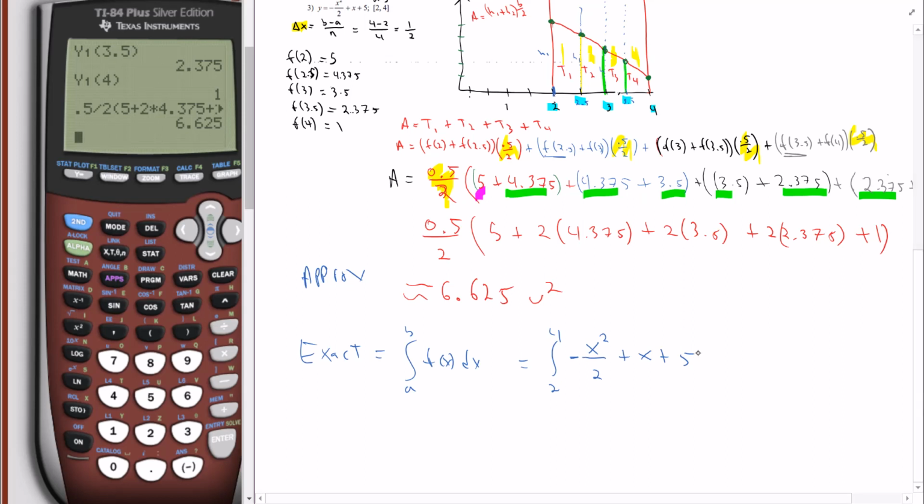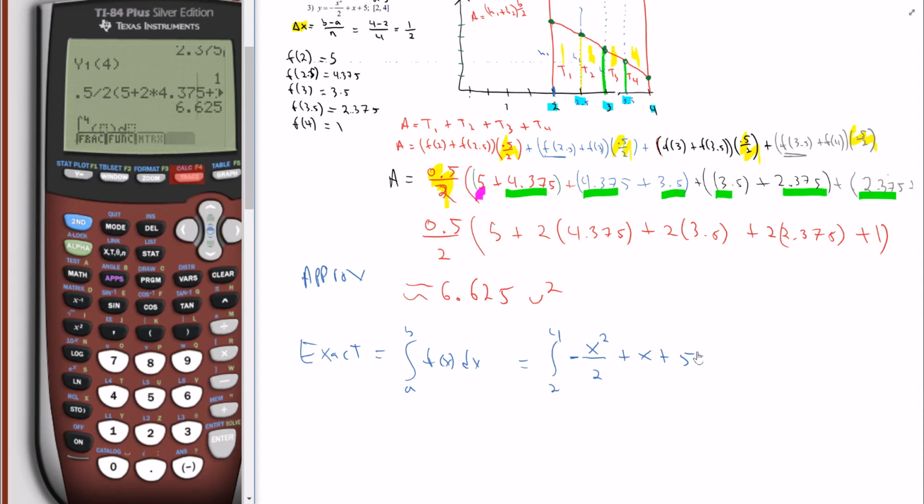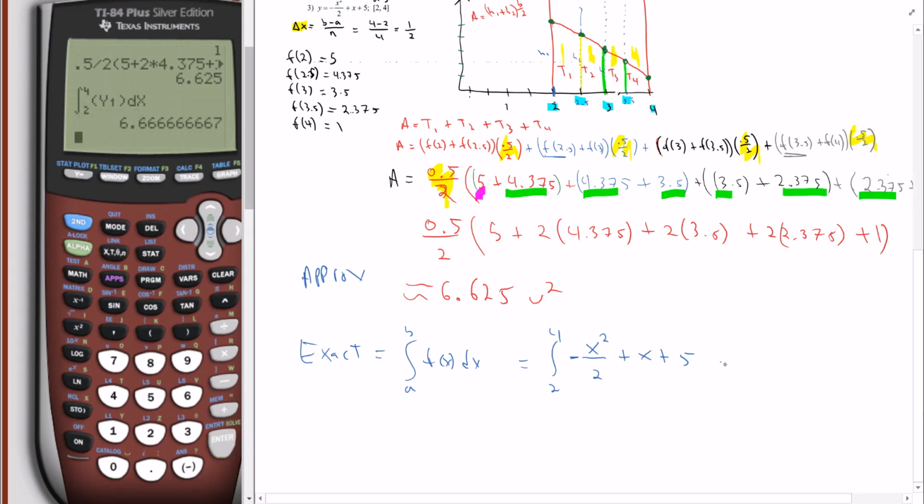So let's just do this on the calculator. We're going to do math 8, no, not derivative, integral, math 9, 2 to 4 of, we put this as y1, so I'm going to put it there, and we're going to get the exact area is 6.667. Right, so our estimate was decently close, but not quite.